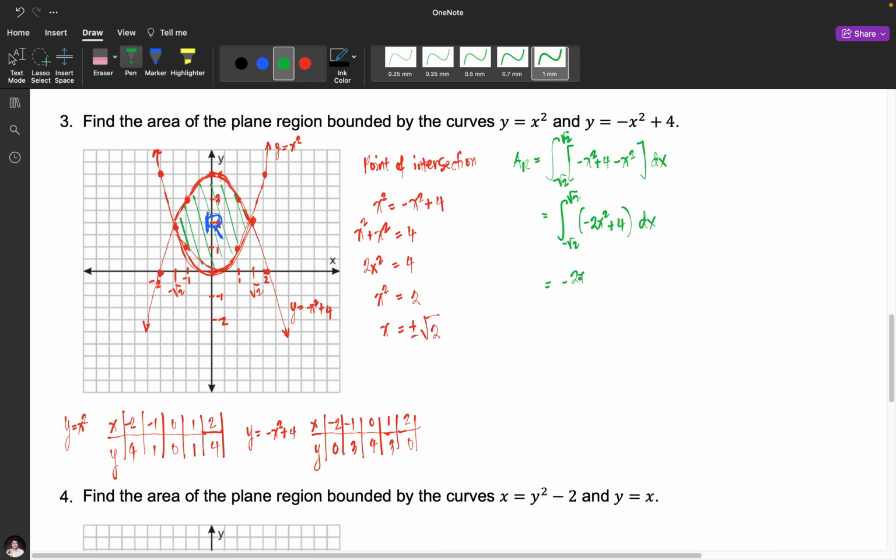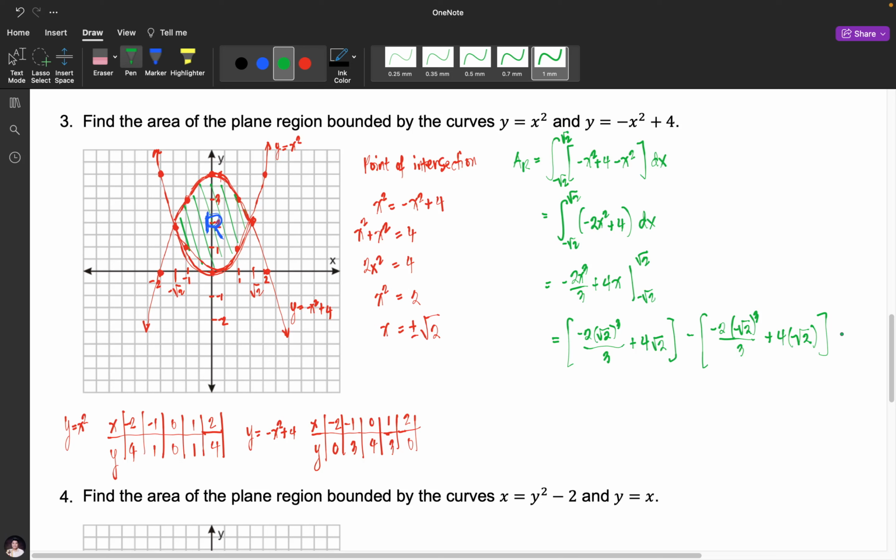So that is 2x cubed over 3 plus 4x evaluated from negative square root of 2 to positive square root of 2. Then let's substitute. So this is negative 2 times square root of 2 cubed over 3 plus 4 times square root of 2, minus, this is negative 2 times negative square root of 2 cubed over 3 plus 4 times negative square root of 2.